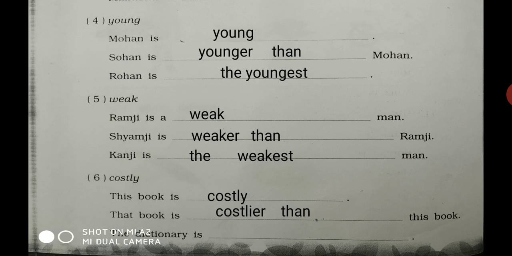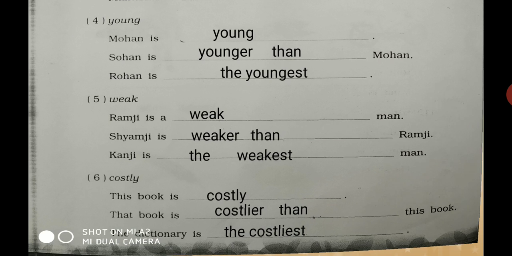Costlier than this book. And the dictionary. Now that book, this book and dictionary are compared. Then what will we do? Yes, we will write the costliest. Understand?